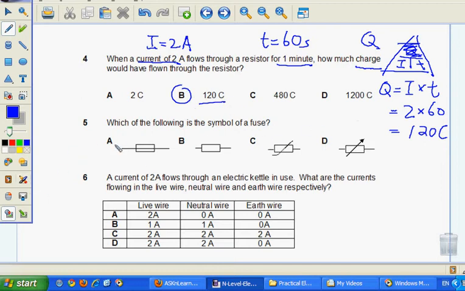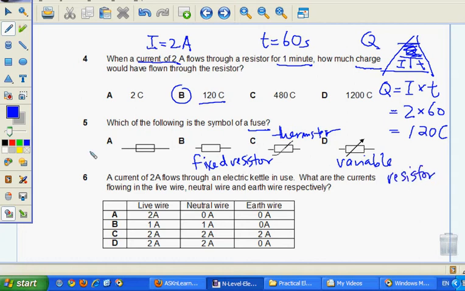Okay, let us now move on to question 5. Which of the following is the symbol of a fuse? If you cannot recall what a fuse is, it's good to use the strike out method. B is a fixed resistor. C is a thermistor. D is a variable resistor. You can see the arrow there, and the arrow stands for a variable resistor. So the only answer that is left is, look carefully, a fuse needs to have a line passing through the center. So the answer has to be A.